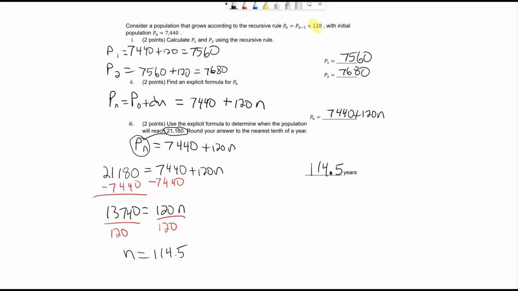All right, using the recursive to generate the explicit model, and then with the explicit model we can use it to figure out any specific time or when it'll be a certain population, etc. I hope this helps.